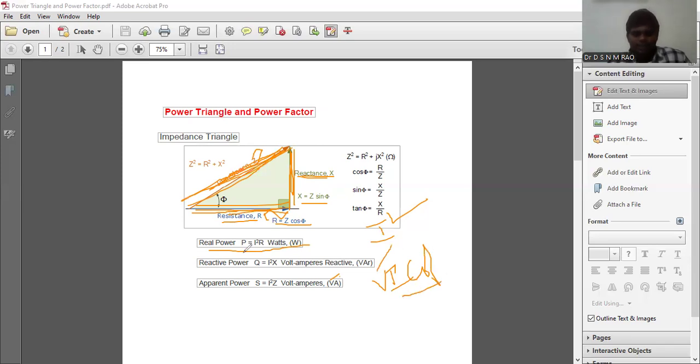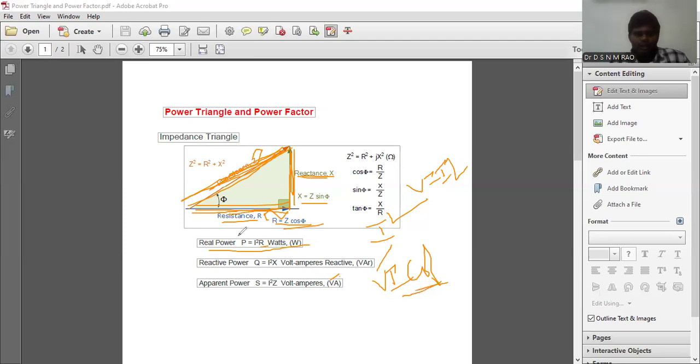How it is derived: as we know, P equals I squared R. I squared R can be written as I into IR, where R equals Z cos phi. By substituting, I into I Z cos phi. As we know, in AC circuits V equals IZ. So IZ is nothing but V, giving P equals V into I into cos phi.